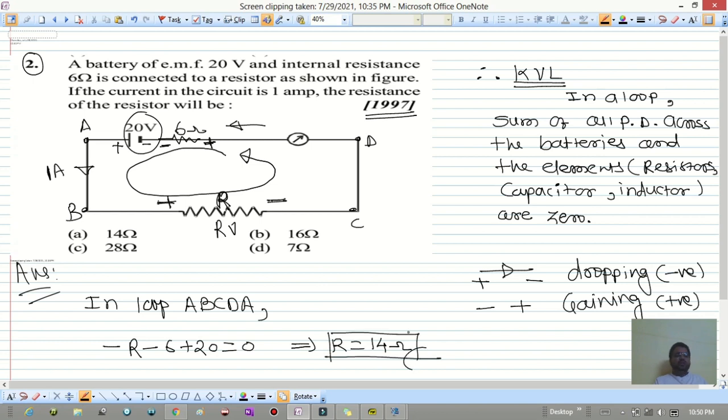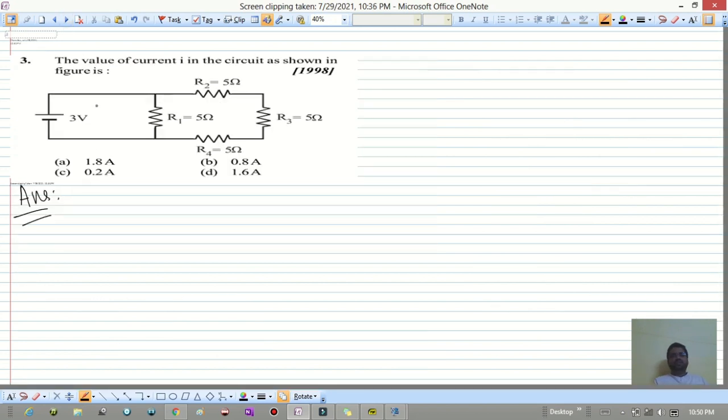So that is what, once you understand the basics, these problems are nothing. Second, we have what is called the A option. So next question we have, this is the third question.